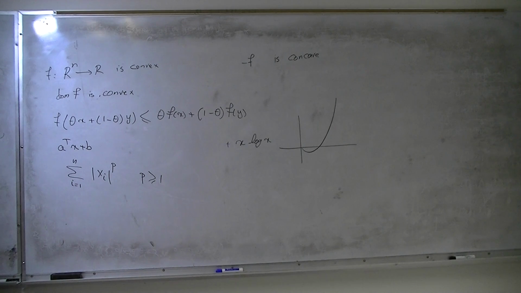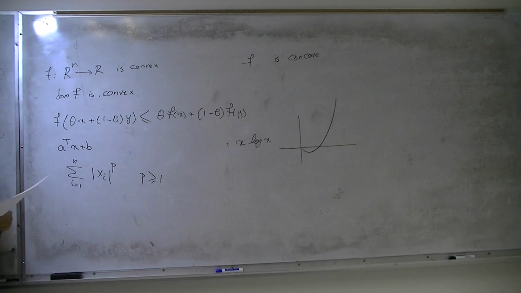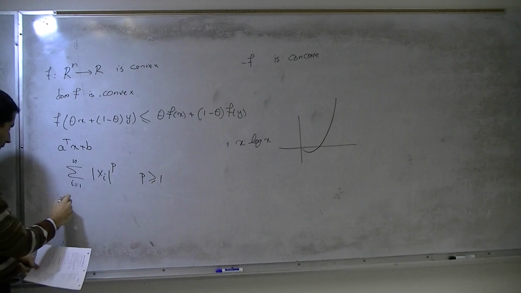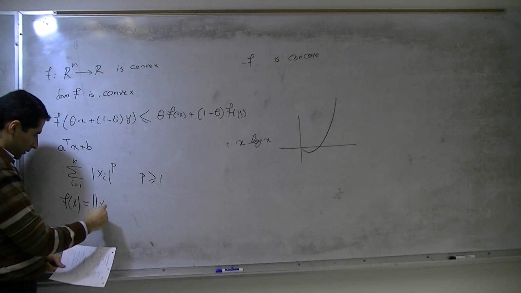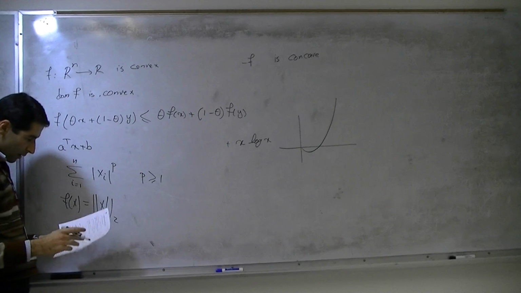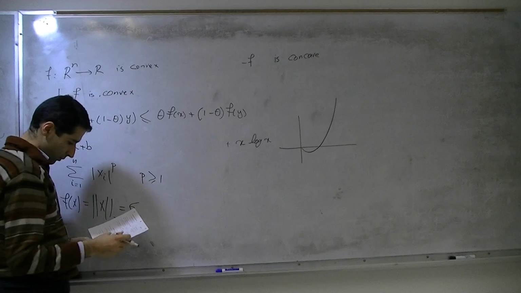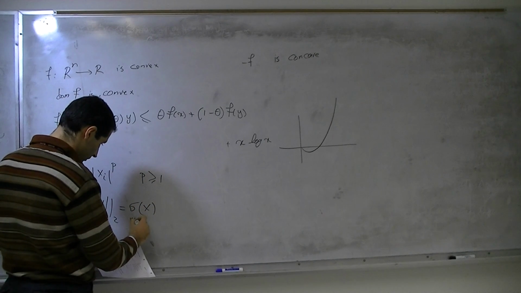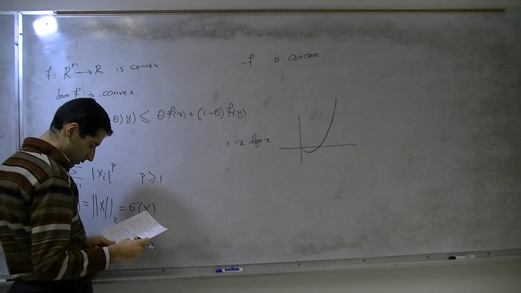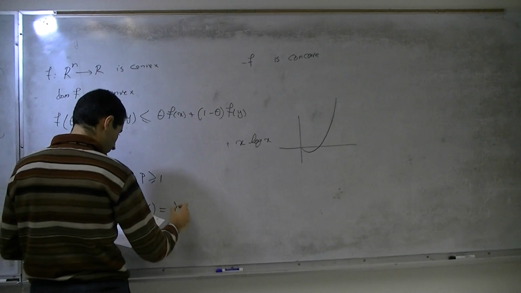And we have some more complex functions, for example the spectral norm, or maximum singular value, which is defined as f of x equal to the norm of x, which is the maximum eigenvalue of x. This one is convex.